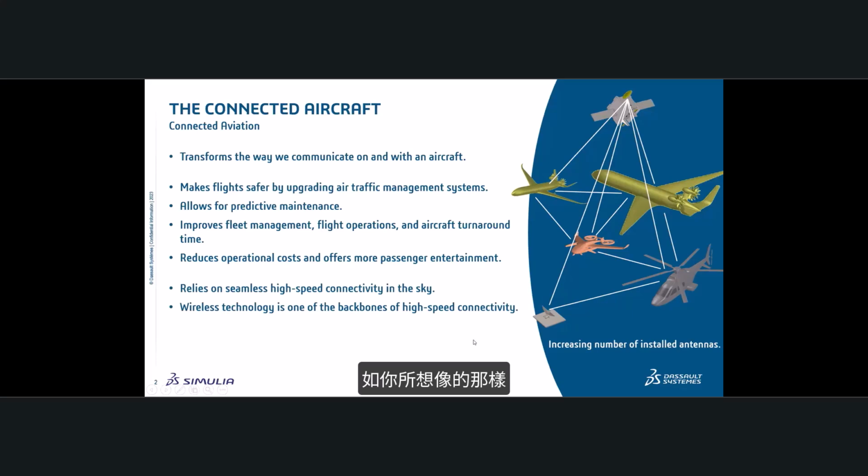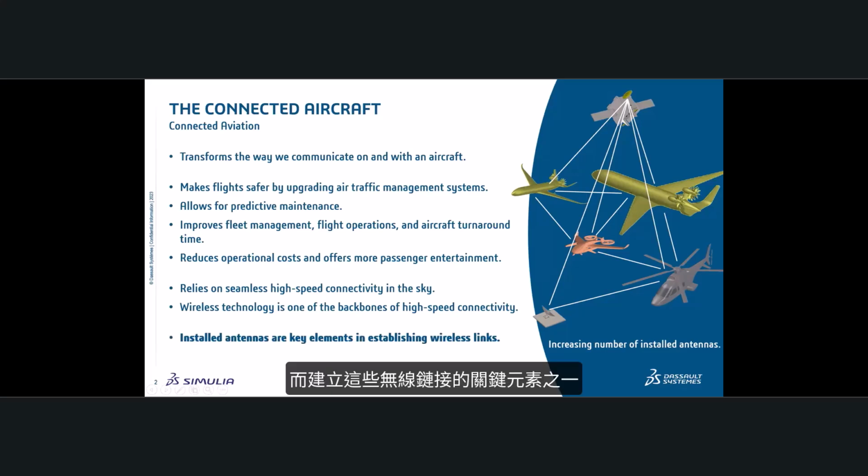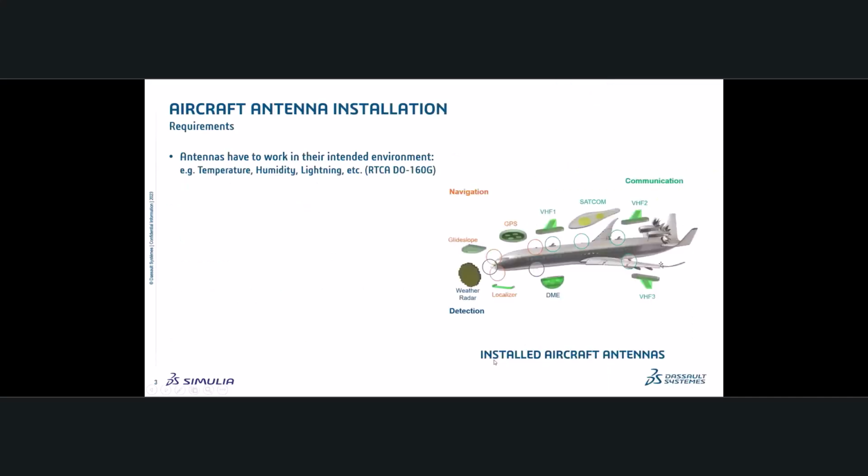As you can imagine, all that relies on seamless high-speed connectivity in the sky, where wireless technology is one of the backbones of high-speed connectivity. And one of the key elements in establishing these kinds of wireless links are installed antennas on aircraft, but also on other vehicles like helicopters, on satellites, etc.